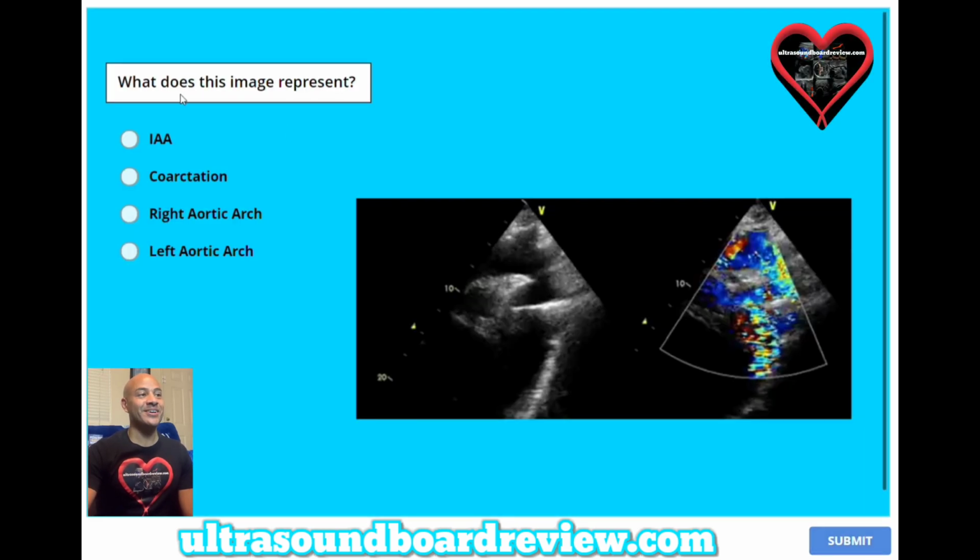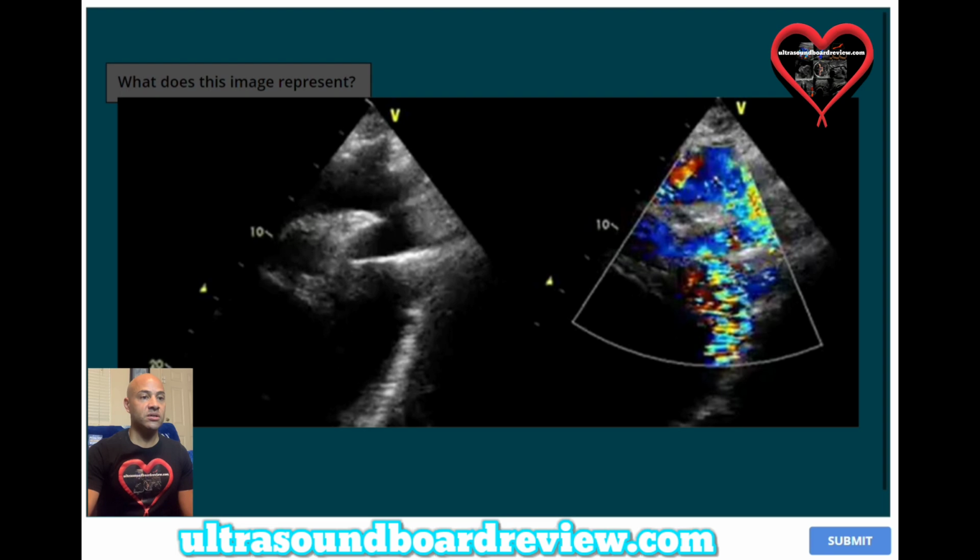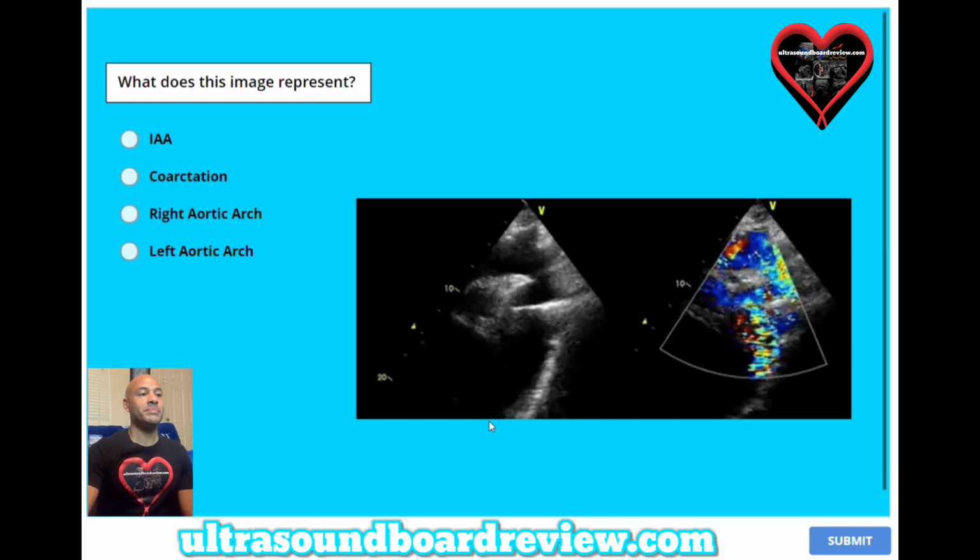Question 126. What does this image represent? A, interrupted aortic arch, B, coarctation, C, right aortic arch, or D, left aortic arch? The answer is B, coarctation.